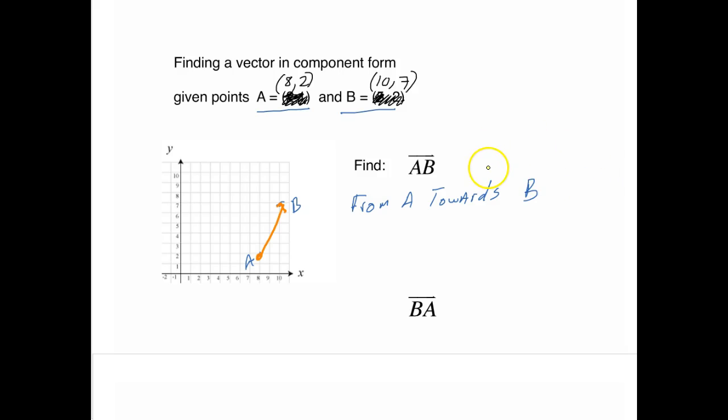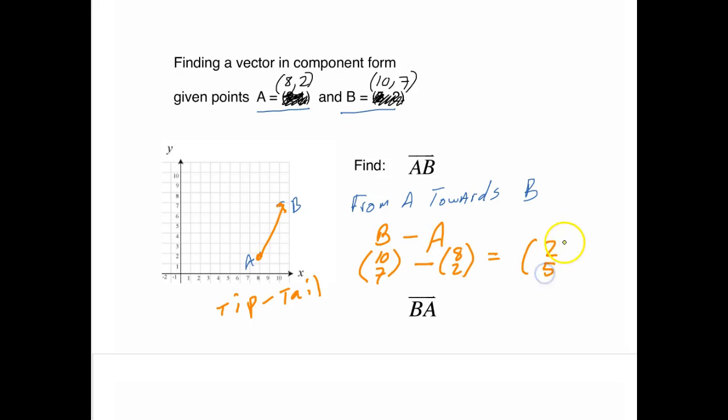Now the way you find this vector in component form is actually very simple. The trick here is tip minus tail. So if you do tip minus tail, remember that the tip is right here, the arrowhead is. So that's B minus the tail, which is right here, A. And all you do is get the corresponding part. So B is the point 10, 7. A is the point 8, 2. And then you just subtract the corresponding parts. So 10 minus 8 is 2. 7 minus 2 is 5. And that's component form of the vector AB.